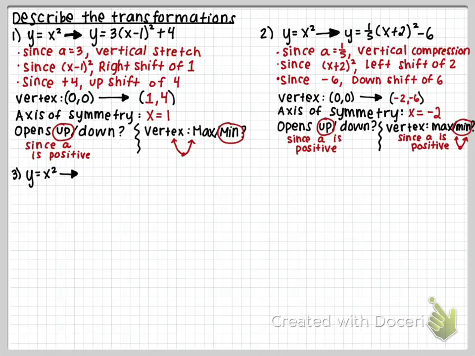All right, let's try another one. So we're going from y equals x squared, our parent function. How is this function transformed from the parent function?